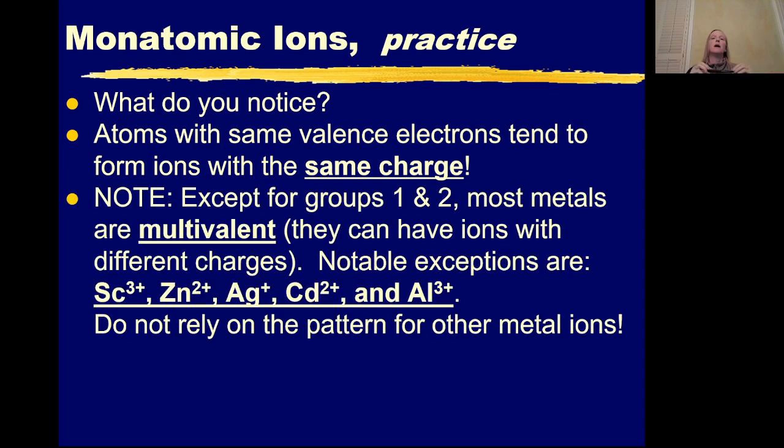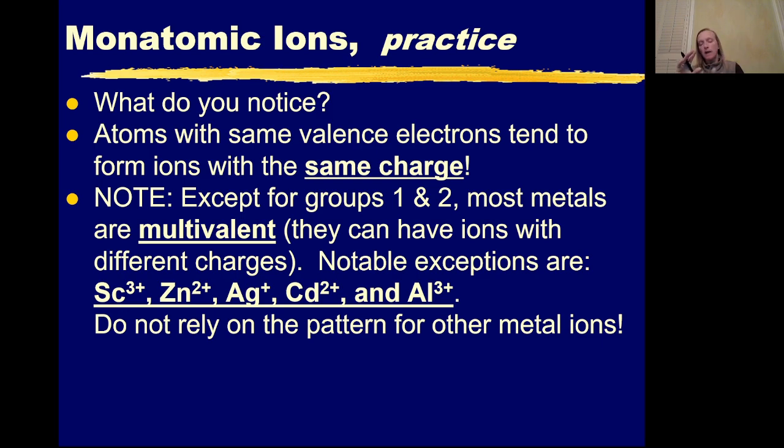Now, one thing to note is that those ion charges that we just came up with are for metals. Except for groups 1 and 2, most metals are multivalent, and that means that they can have ions with different charges. The notable exceptions for this are scandium, which is always +3, zinc, which is always +2, silver is +1, cadmium is +2, and aluminum is +3.